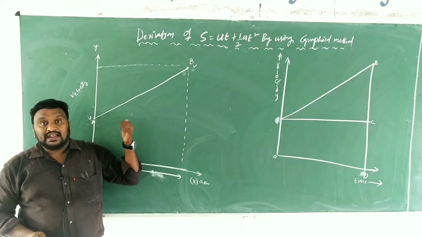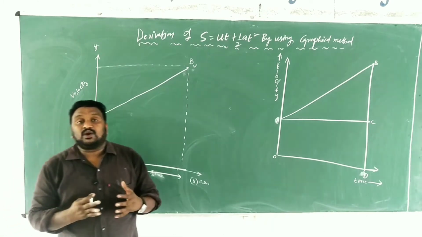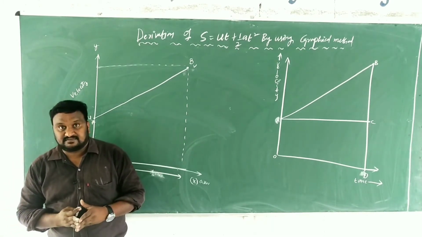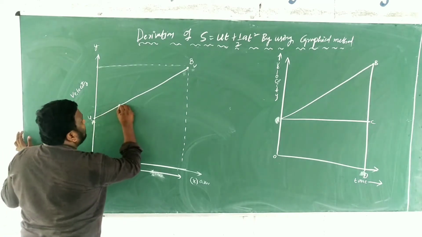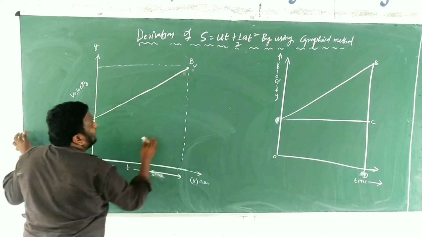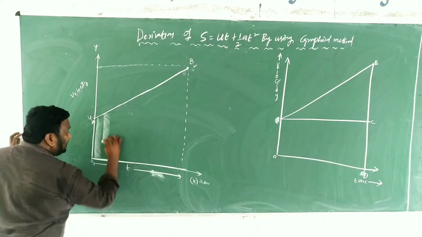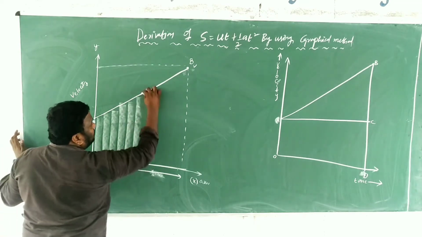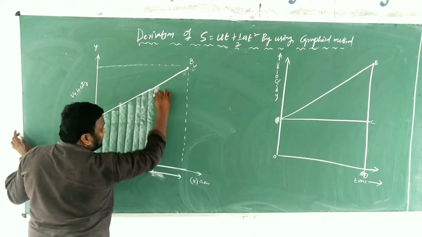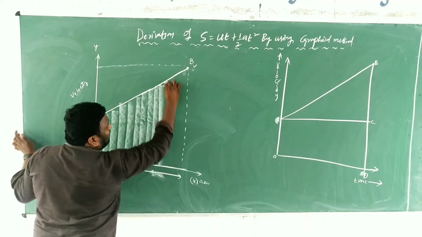Clear? And now, how can we find the displacement in this case? To understand that, here is the line AB. The area under AB gives the displacement S. Look here carefully: the area in the graph below the line AB.